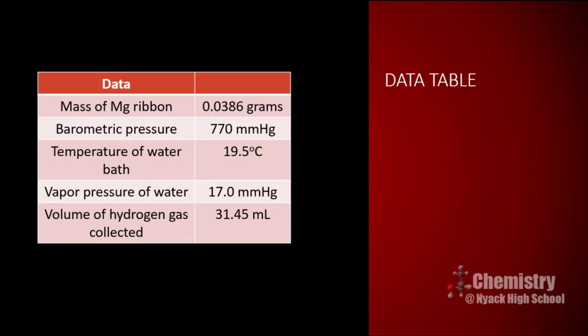So here's all the data that you'll need to complete the lab. You have the mass of the magnesium ribbon at 0.0386 grams. The barometric pressure was 770 millimeters of mercury. The temperature of the water bath was 19.5 degrees Celsius. The vapor pressure of the water at that temperature is 17.0 millimeters of mercury. And the volume of the hydrogen gas was 31.45 milliliters.